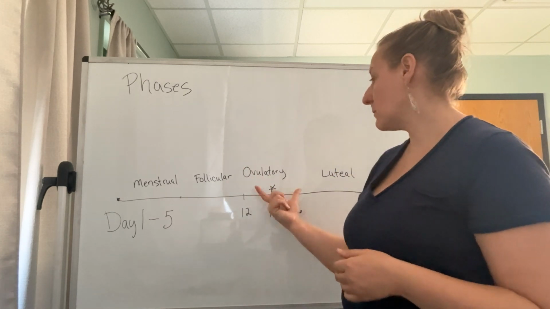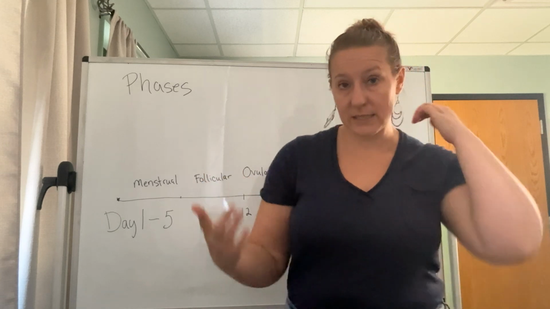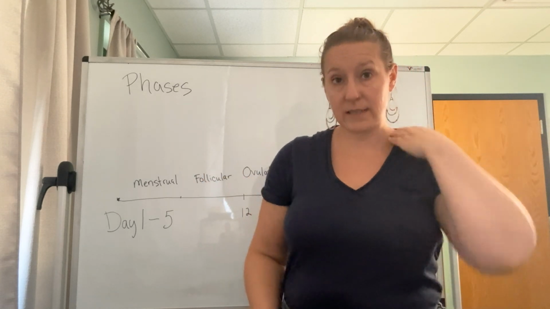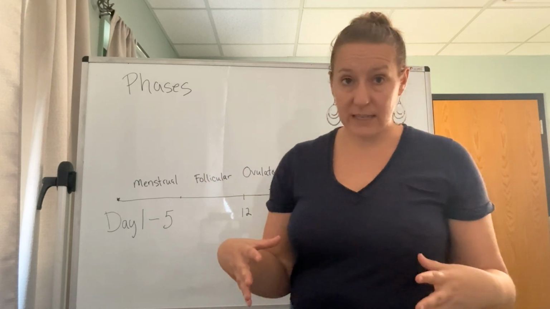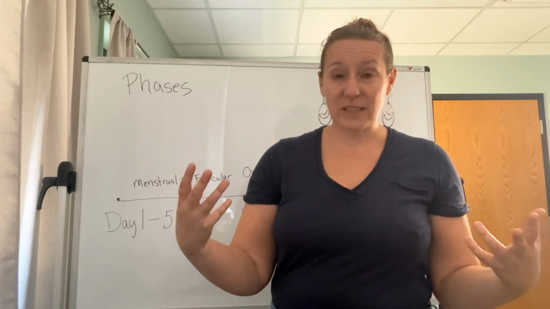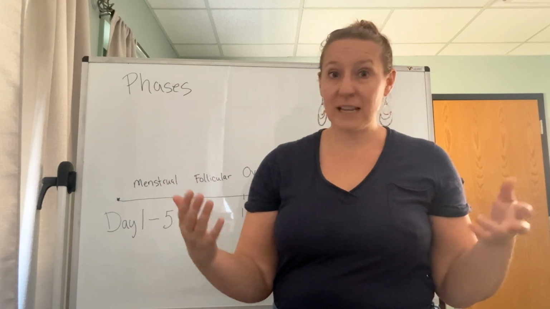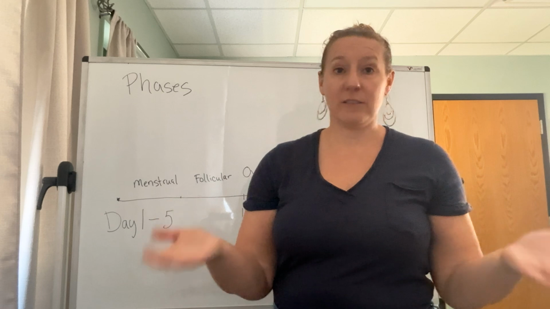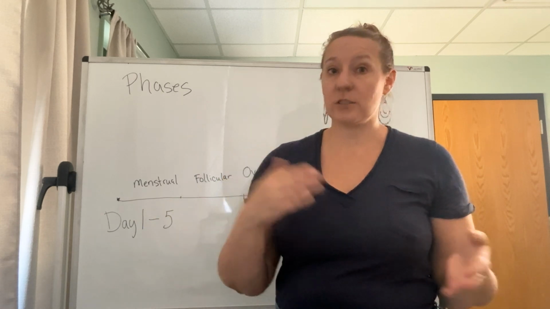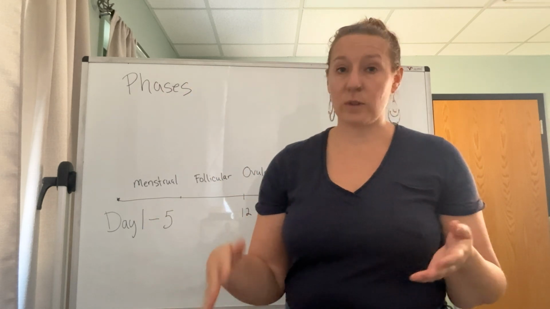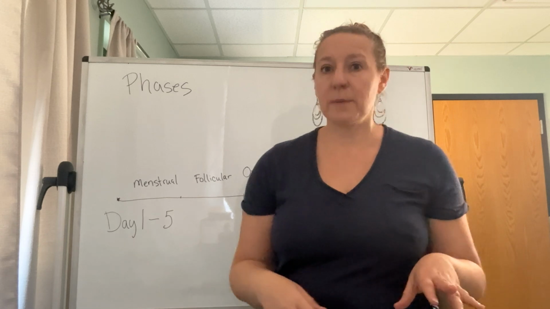So then right in the middle of your cycle, we'll say approximately days 12 to 16 in a 28-day cycle, is your ovulatory phase. And so that's when an egg is released. If there's sperm present to fertilize it, that's how we make babies. If there isn't sperm present to fertilize it, the egg just goes on its merry way and will eventually be shed during your next period.